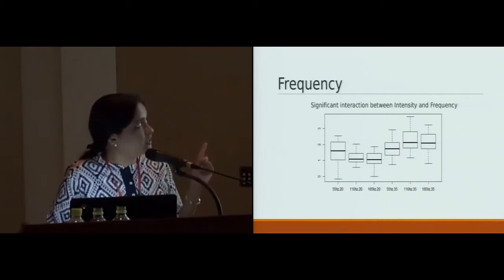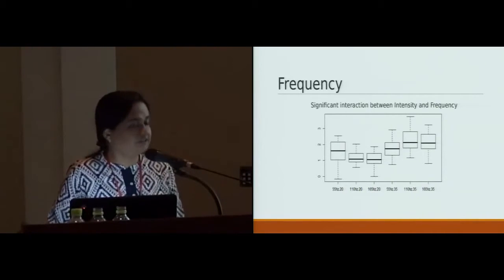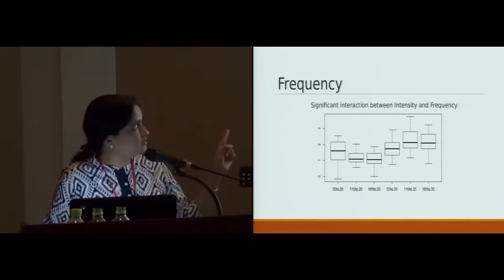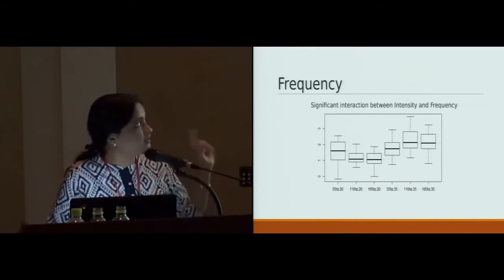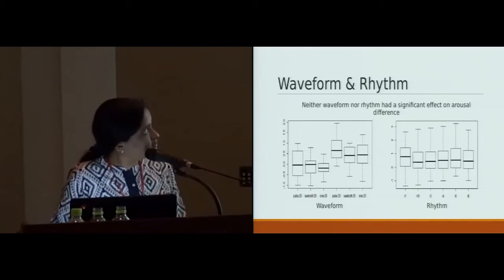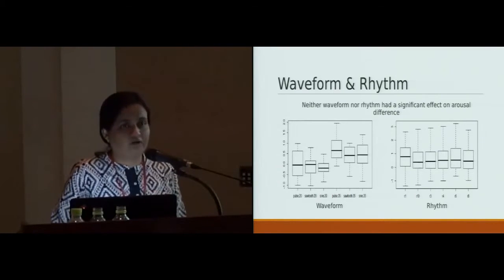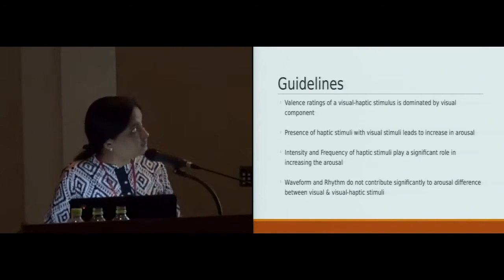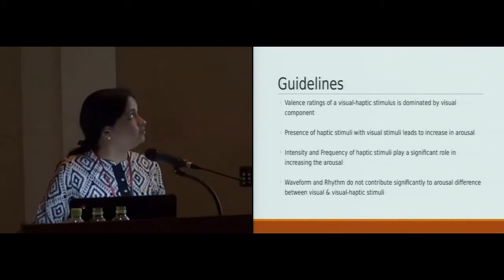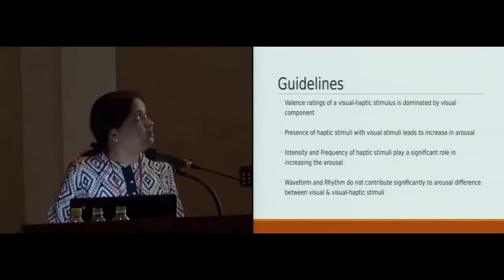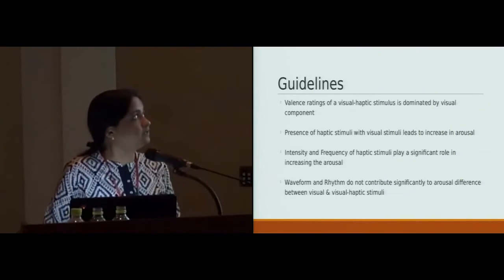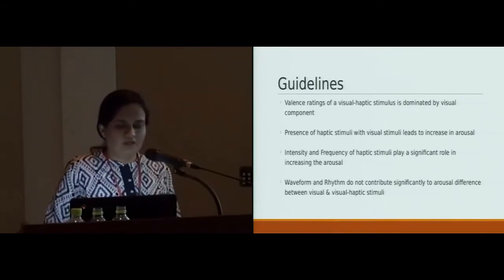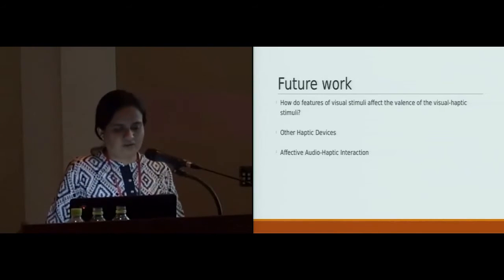There was a significant interaction between intensity and frequency. So at low intensity, low frequency, haptic stimuli resulted in higher increase in arousal. We did not find any significant effect of waveform or rhythm. So finally, these are the guidelines summarizing. So what we found was that valence ratings of the visual haptic stimuli is dominated by the visual component. The mere presence of haptic increases the arousal of the visual stimuli. Intensity and frequency of haptic stimuli play a significant role in increasing the arousal. Waveform and rhythm do not.